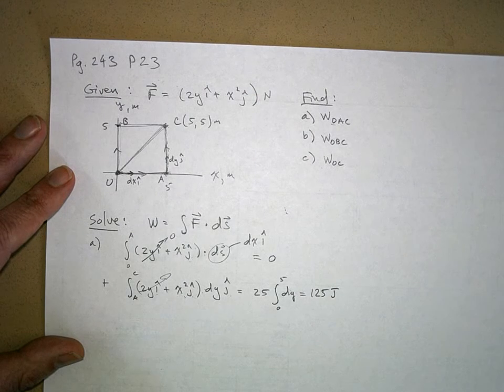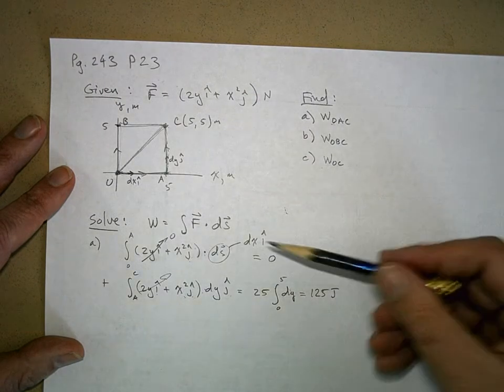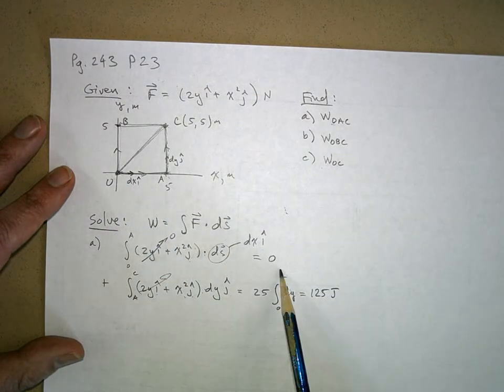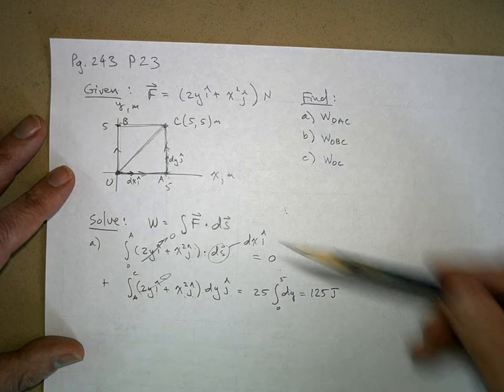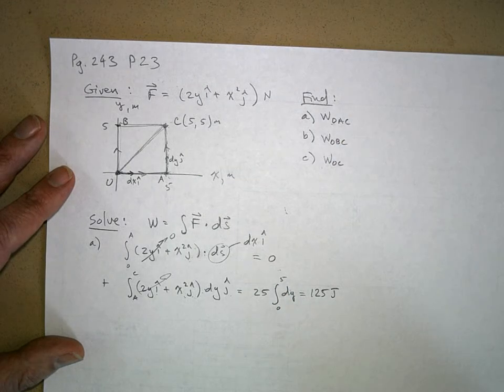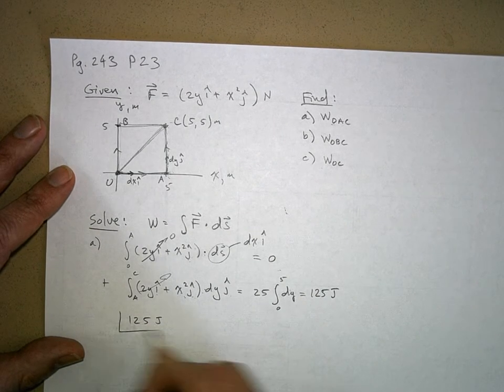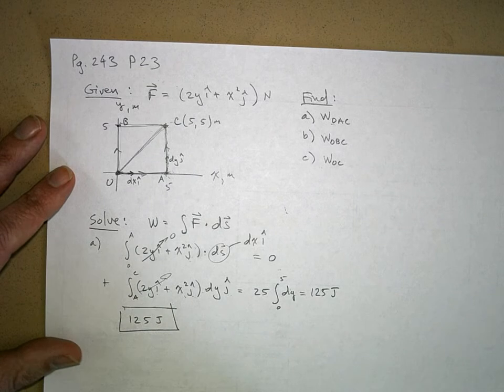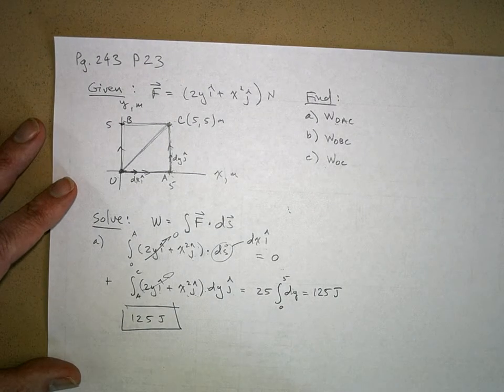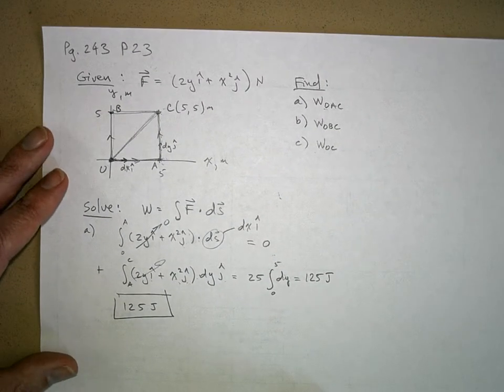And so that's my answer to part A, because when I went from O to A, it was 0. And when I went from A to C, it was 125. 0 plus 125 is 125 joules. Is that right? Can someone check the answer? That's right? Okay. Because every once in a while, I totally blow it.